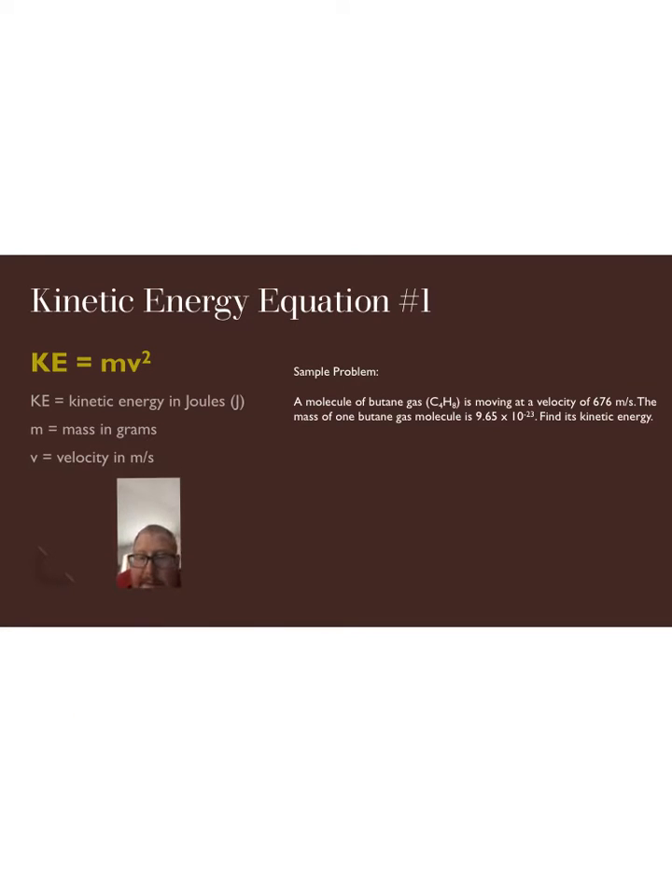So here's a throwback from physical science. The kinetic energy equation is KE equals 1/2 mv squared. When we're reading the problem, we want to first identify all those variables. So we can see that butane, which we don't really need to know, is moving at a velocity of 676 meters per second, and that we know the mass, it's really tiny, 9.65 E to the negative 23. I'm going to write E because it's simpler, and that E means times 10. You'll use that in your calculator.